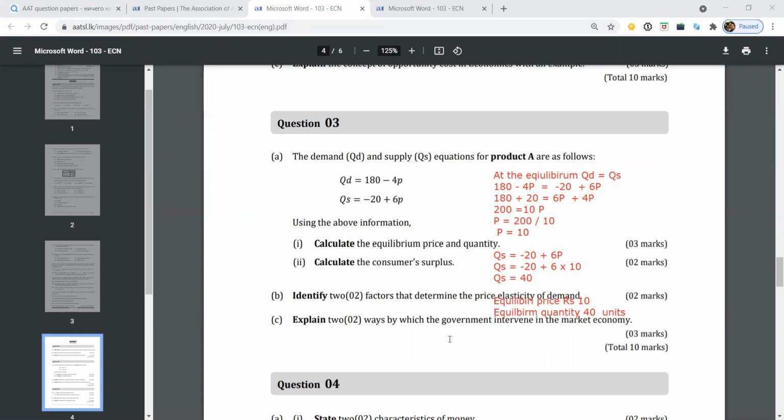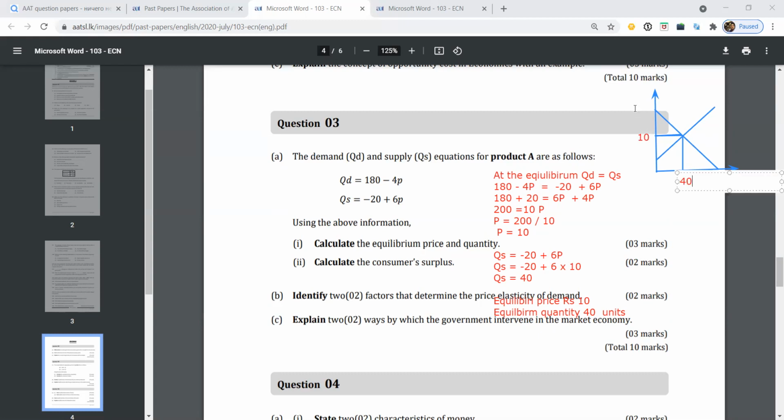Then the next question, consumer surplus. Here, we are not given a diagram. If we draw a diagram, it is like this. Equilibrium price, of course, is 10, quantity is 40.